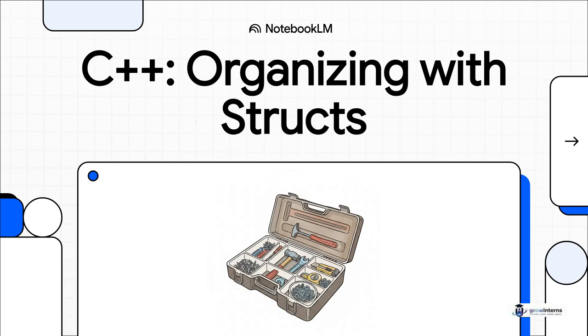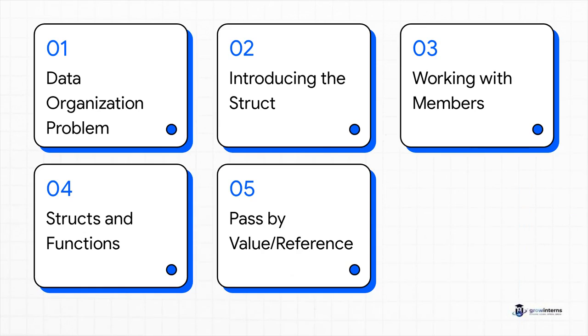Let's get to it. So here's a roadmap. First, we'll really nail down why juggling loose data is a problem. Then, I'll introduce you to the struct, which is C++'s brilliant way of letting you create your own data blueprints. After that, we'll see how to actually work with these things, and then we'll get into the really good stuff, how structs and functions play together. That'll lead us right into the super important difference between pass-by-value and pass-by-reference.